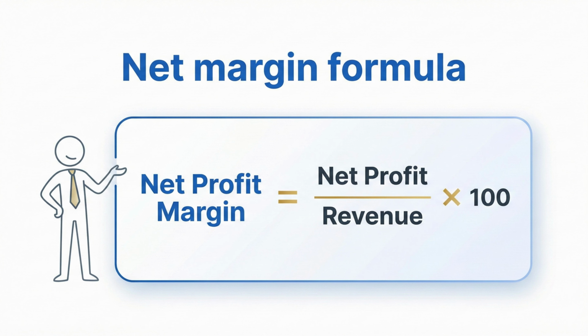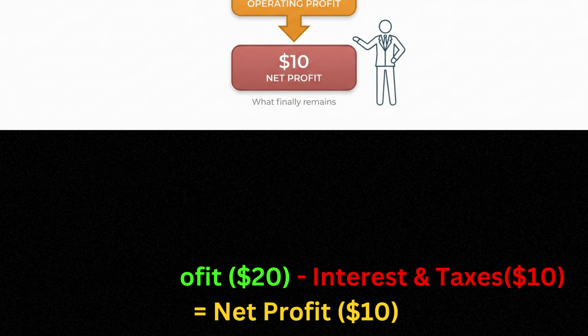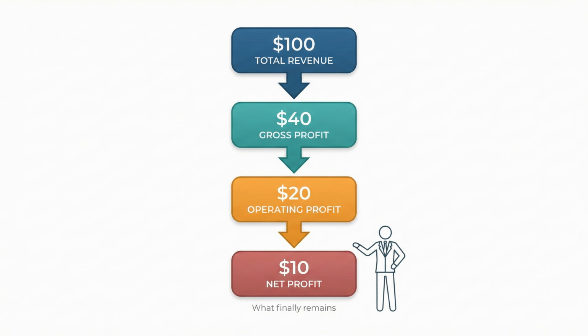Final step of the example. Operating profit is $20, interest and taxes together are $10, net profit becomes $10. So, from $100 of revenue, $40 is gross profit, $20 is operating profit, $10 is net profit. This is the complete profit journey.